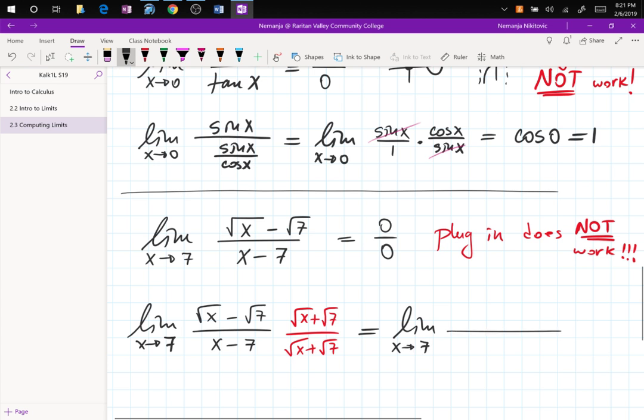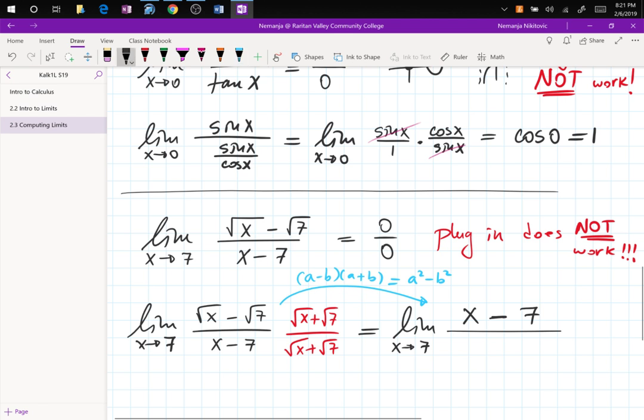Now, in the numerator, you have difference of squares. So root x times root x is x. Then the cross ones cancel, and you just have minus 7. I will link the formula that I used. The formula was a minus b times a plus b to give me a squared minus b squared. So that's the formula I used to jump immediately without foiling all 4 terms and so on.